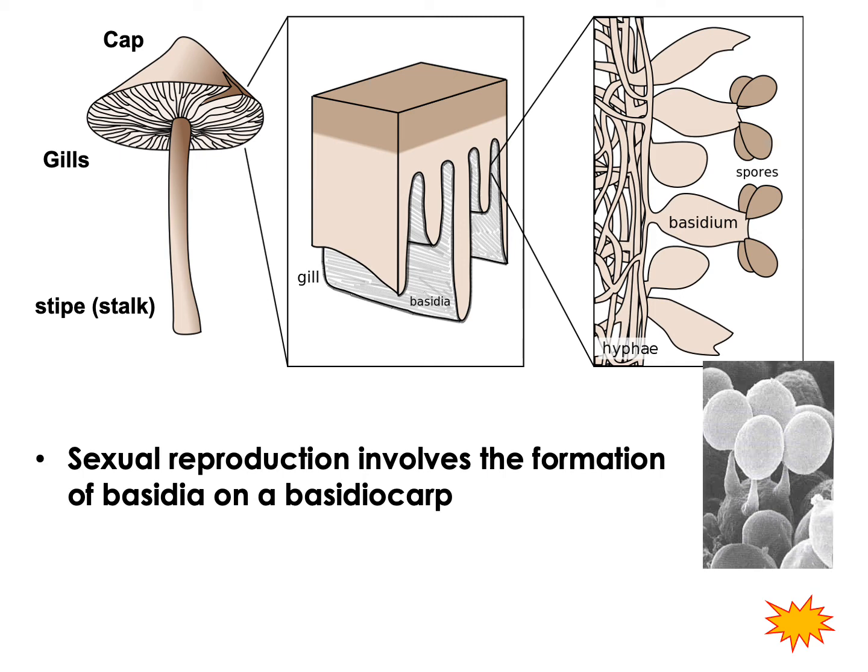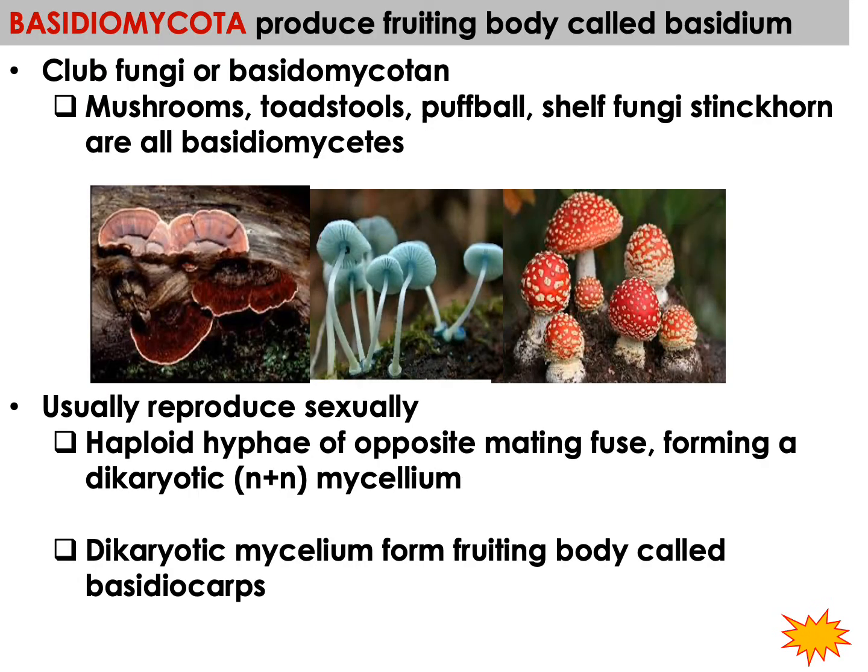Okay, this part here. So if you see here, this part, we have the gills, right? And then this is the basidia. See, formation of basidia on a basidial cup. So, club fungi or the basidiomycetes, usually we call them mushrooms, toadstools, puffballs, shelf fungi. So all of these types of mushrooms are all basidiomycetes.